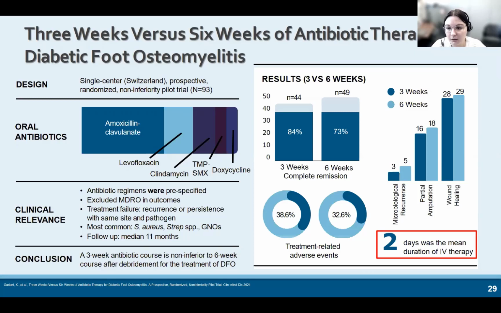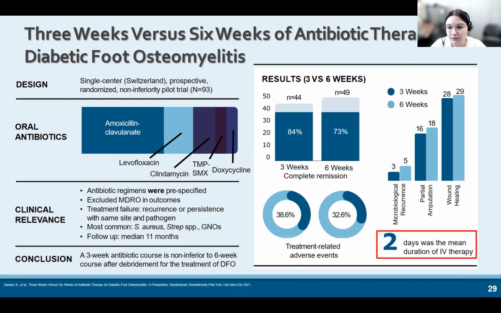The primary outcome was clinical remission after a minimum of 2 months of follow-up after the end of therapy. Results on the right show that 44 participants, or 84% in the 3-week group, and 73% in the 6-week group had remission after at least 2 months after treatment. There was no significant difference between these two groups.